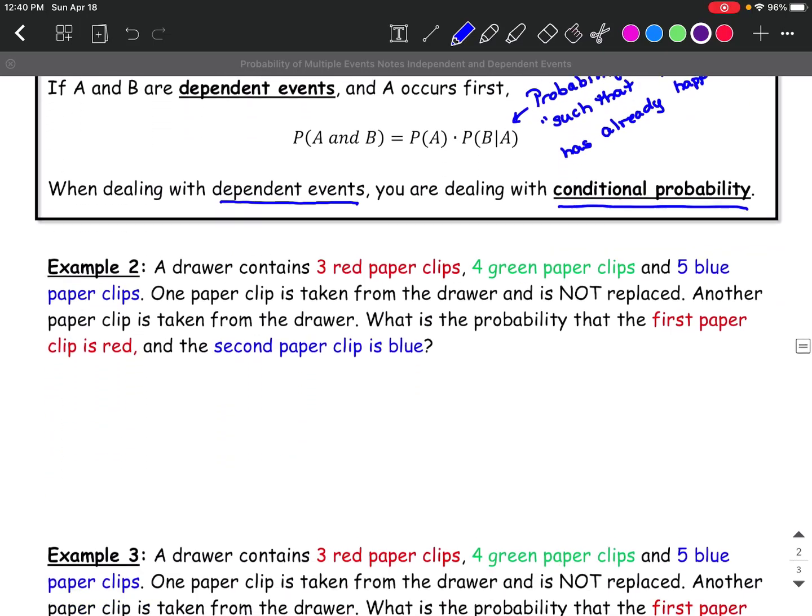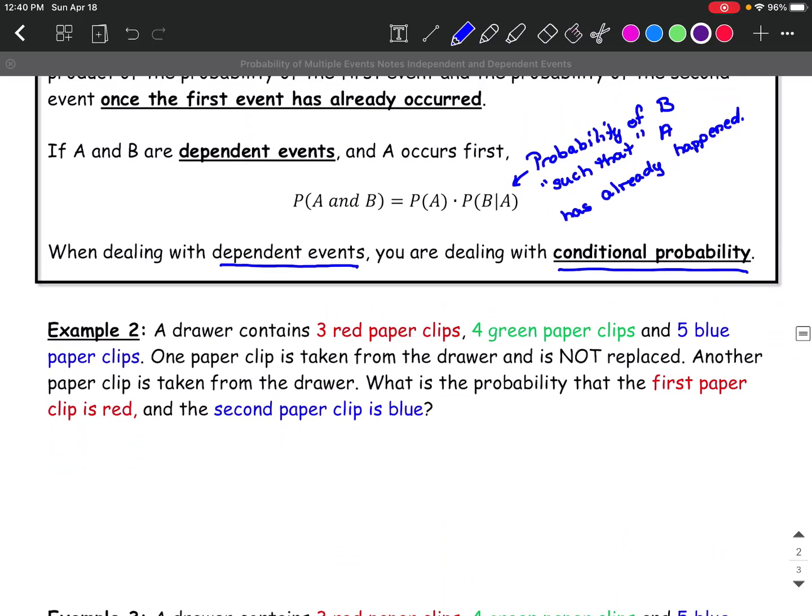Now, let's go back to our paperclip problem. Okay, so a drawer contains 3 red paper clips, 4 green paper clips, and 5 blue paper clips. 1 paper clip is taken from the drawer and is not replaced this time. So this is the part of the problem I've changed. Another paper clip is taken from the drawer, and what is the probability that the first paper clip is red and the second paper clip is blue? So our sample space is still 12. We still have the same number of paper clips.